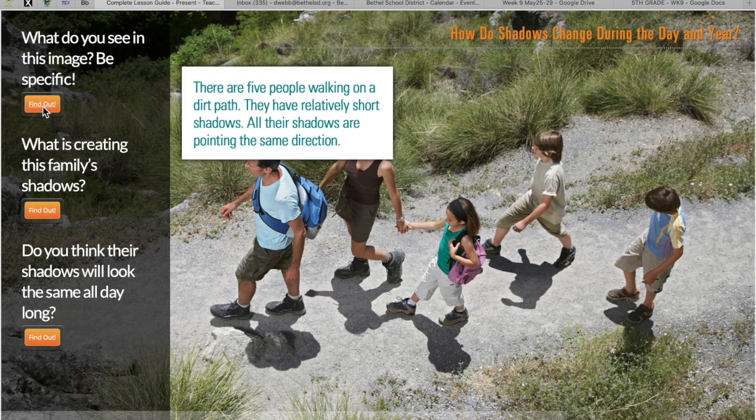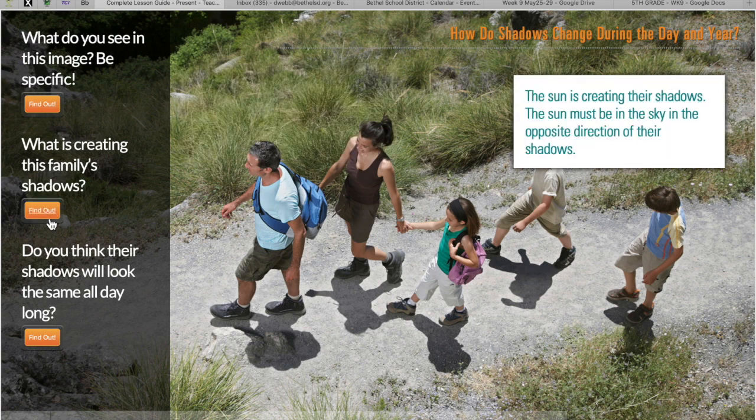What do you notice about the direction that all of their shadows are pointing? What is creating this family's shadows? That's right, the sun is creating their shadows. The sun must be up high in the sky in the opposite direction of their shadows.